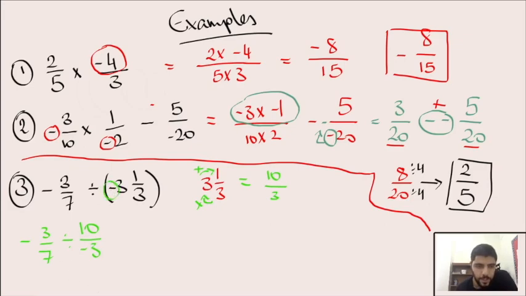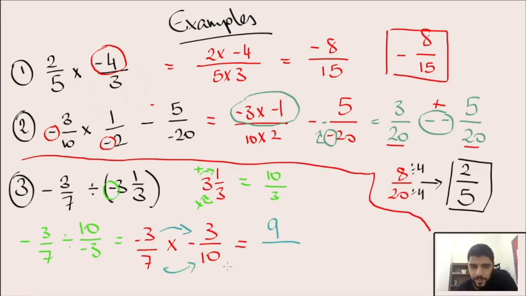Okay, now what? We keep, change, flip. So keep the 3 over 7, change the sign to multiplication, and flip. So it's negative 3 over 10 instead of 10 over 3. And then now we just have multiplication. So numerator times numerator. Negative 3 times negative 3, they have the same sign, so it's positive 9. 7 times 10 is 70. So we have 9 over 70. 9 and 70 don't have any common factors, so this is our final answer.